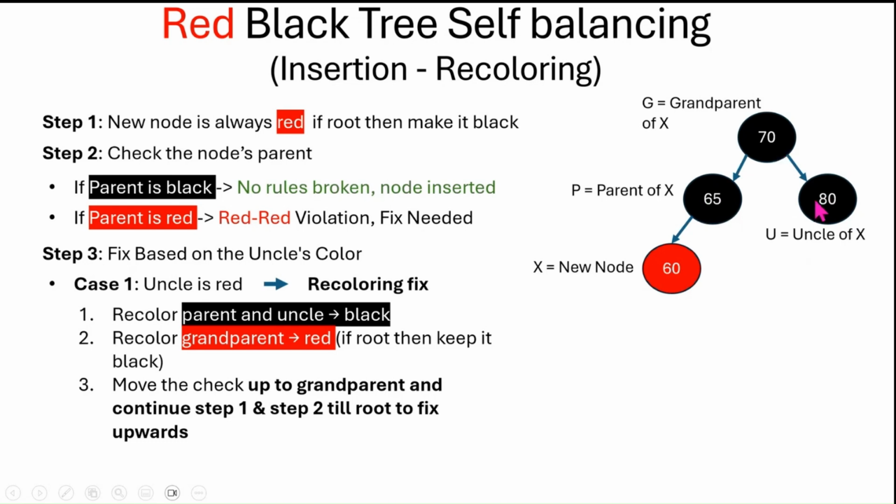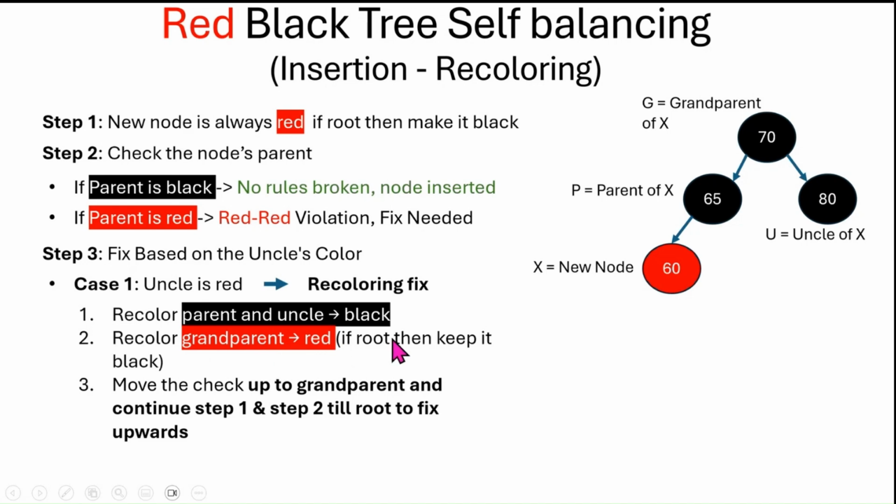So if we make both of them black, then the black height stays the same for all paths at node 70, right? Because all paths are going from here only. So the count stays the same. It gets incremented by 1, but it gets incremented by 1 for all paths, right? Now, basically, why do we make the grandparent red?